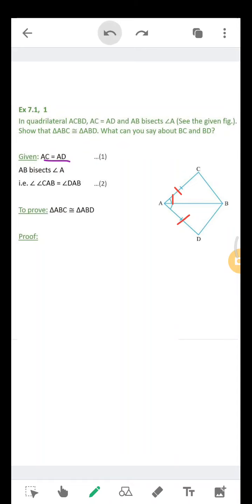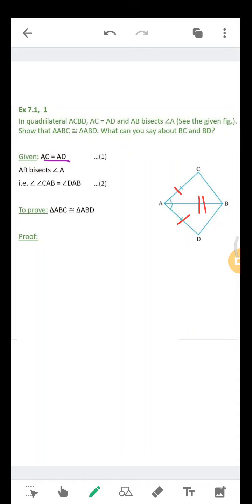Then what is the third part I can use here? Yes, I can use the common part in these two triangles. In triangle ABC also we have AB. In triangle ABD also we have AB. Okay, so AB is the common part. So which rule can I use here?